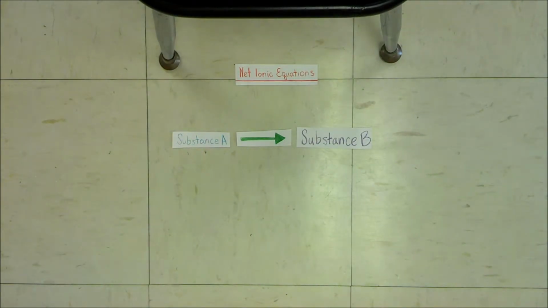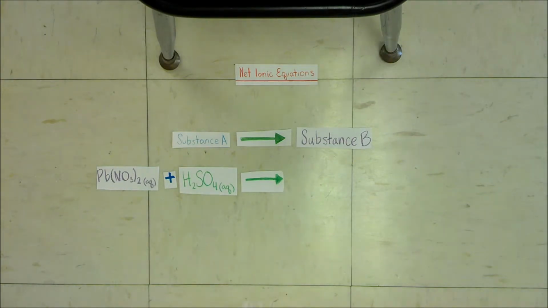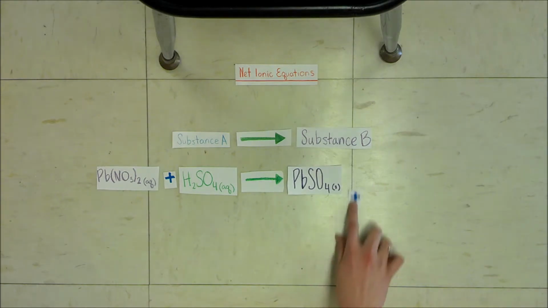So let's use this chemical equation as an example. We have lead nitrate, which is an aqueous solution, plus sulfuric acid, which yields lead sulfate and nitric acid.